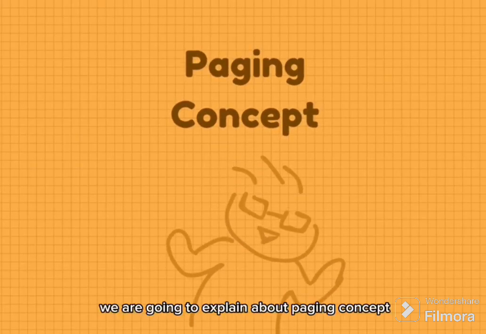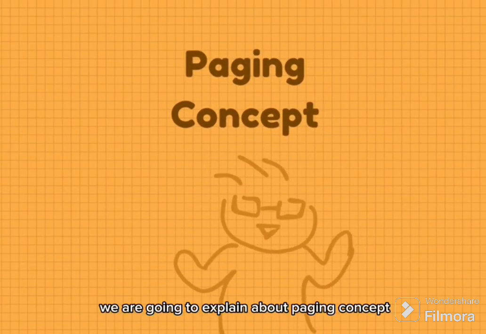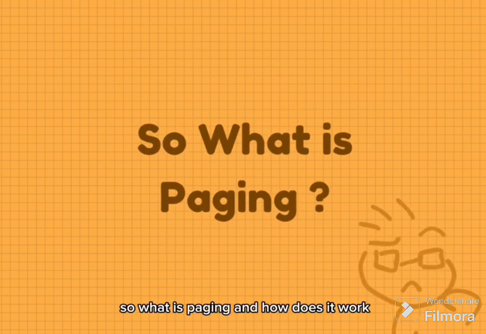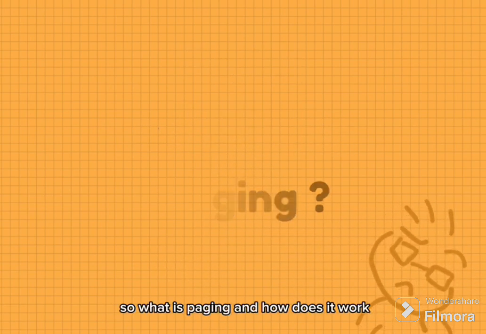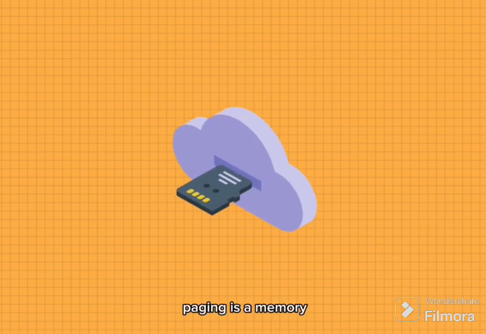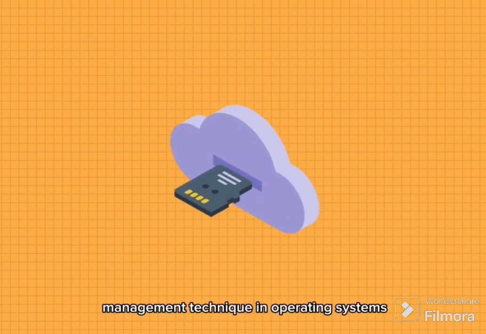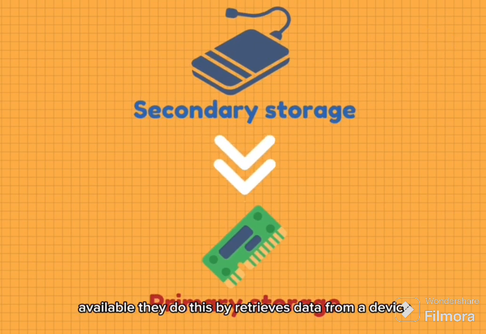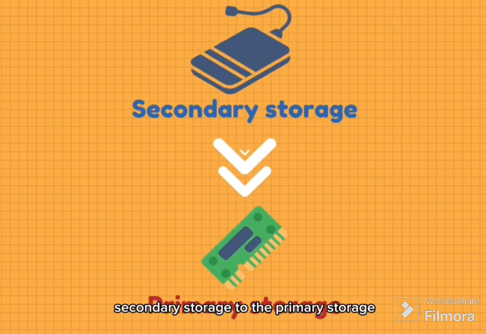So in this video, we are going to explain the paging concept and how it's applied in a real application. So, what is paging and how does it work? Paging is a memory management technique in operating systems that enables processors to access more memory than is physically available. They do this by retrieving data from a device's secondary storage to the primary storage.